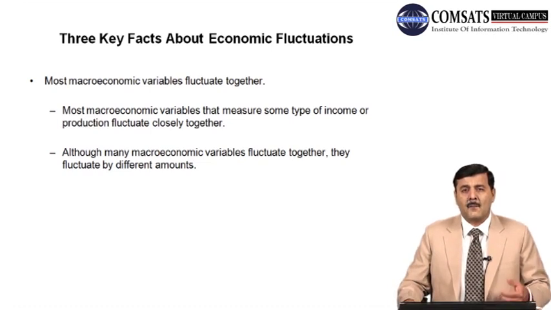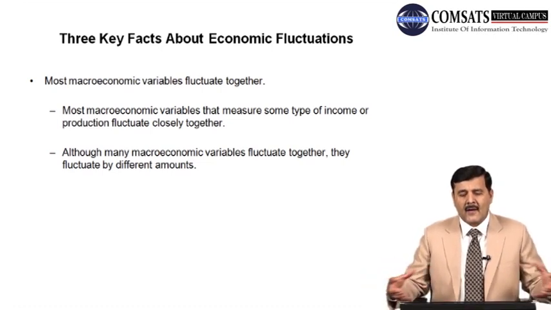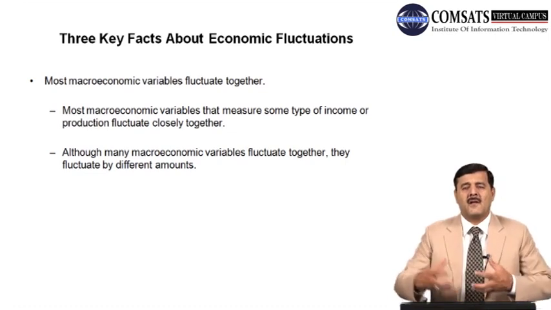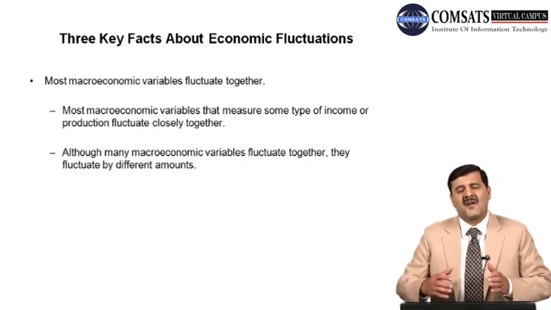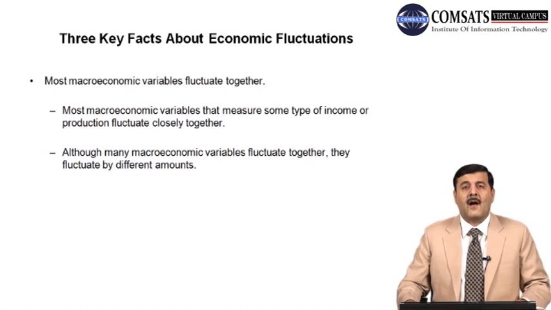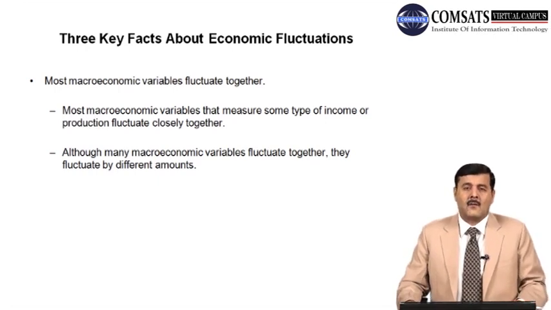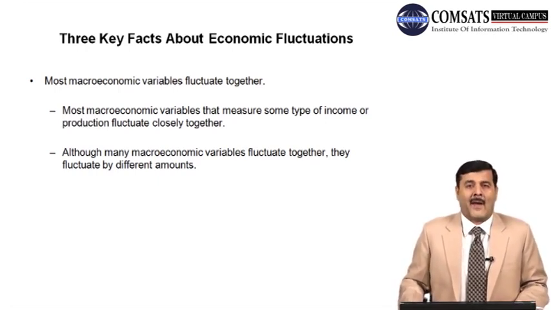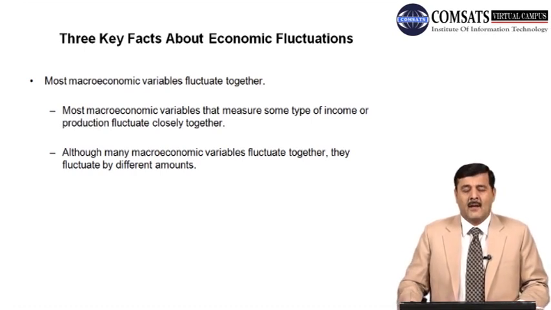So we can say that when fluctuation comes in macroeconomic variables, many variables move together, not at different timings. Yes, of course the fluctuation may vary in amount and quantity, but most macroeconomic variables fluctuate together in case of any fluctuation in the economy.